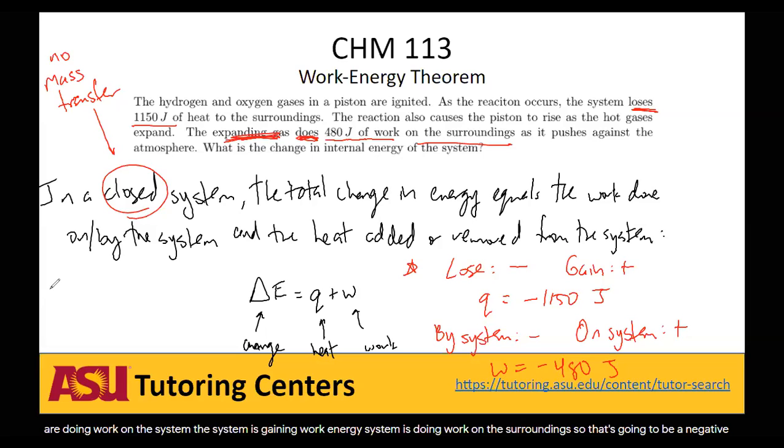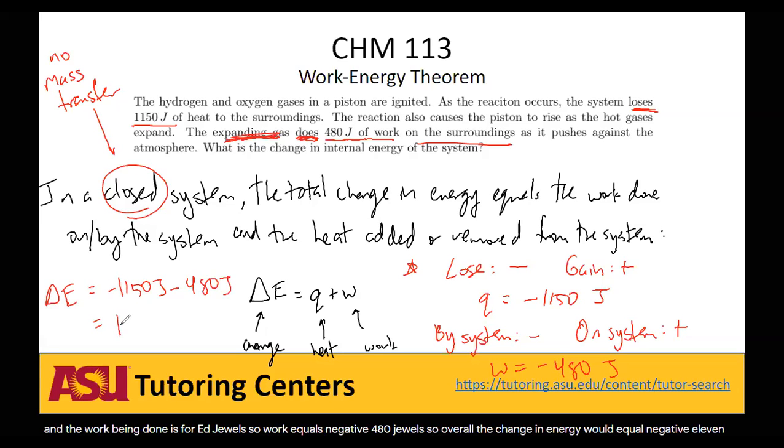So overall, the change in energy would equal negative 1150 joules minus 480 joules, which if we combine those is negative 1630 joules. That is the total change in energy for the system. So overall, the system is losing energy because it has that negative sign out front. And the amount of energy it's losing is 1,630 joules. Okay, that is the work energy theorem.